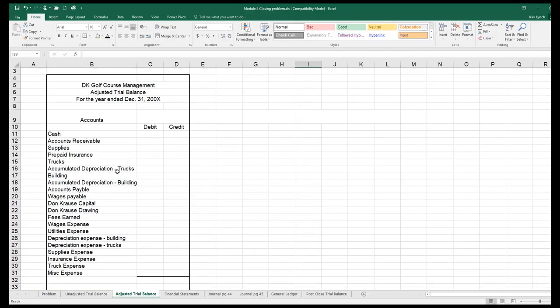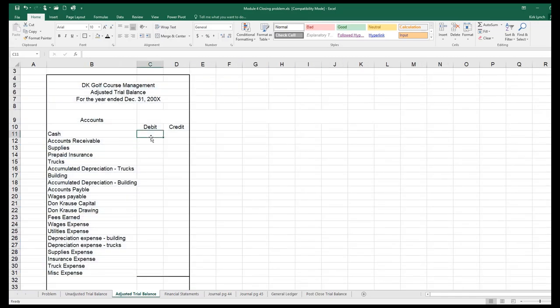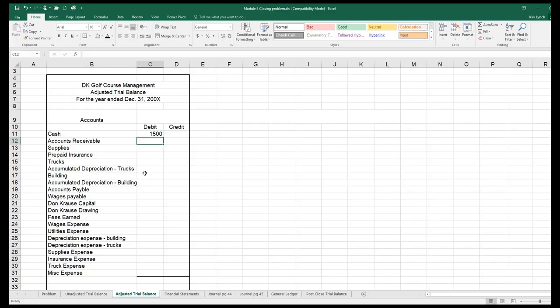And now all I'm going to do is go to my general ledger and get the balance of each account. My cash still has a $1,500 debit balance, so we're just going to put that in here. And then my accounts receivable has a new updated balance, and it is $7,500 debit. While I'm here, we'll get the balance of the supplies account. It's a $400 debit, so $7,500 and $400.